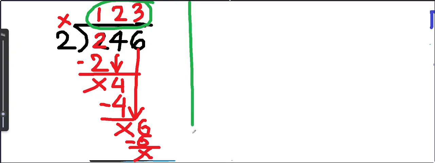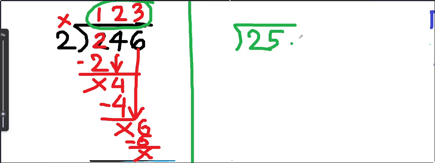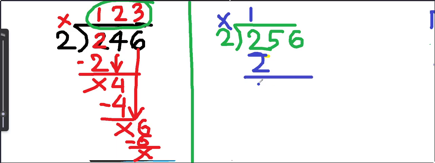I'm going to the next sum, okay? It is a different kind of sum. So I would take 256 divided by 2. Again, I'm going to compare this 2 with the 2 outside. It is equal, so we can proceed with the sum. 2 times 1 is equal to 2. No remainder after subtraction. It's equal to 0, or I shall put a cross.